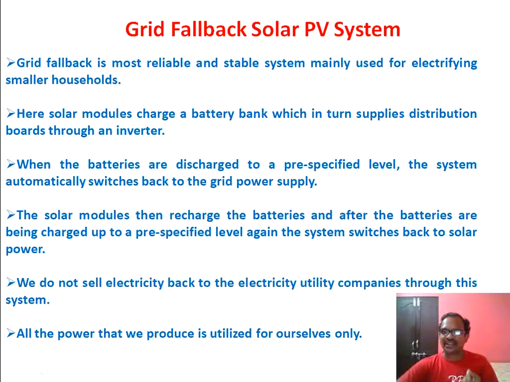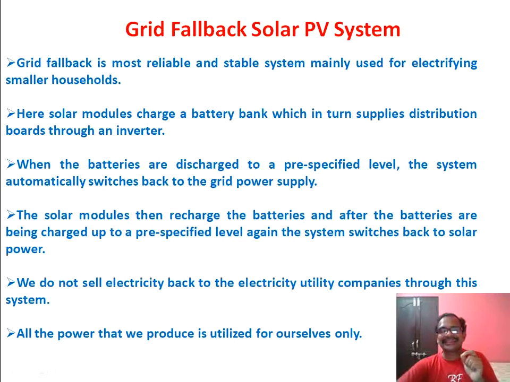Here solar modules charge a battery bank which in turn supplies distribution boards through an inverter. When the batteries are discharged to a pre-specified level, the system automatically switches back to the grid power supply. Right. Whenever the batteries are drained, automatically your system will get connected to the grid again until the batteries are charged by the solar power plant. The solar modules then recharge the batteries, and after the batteries are charged up to the pre-specified level again, the system switches back to the solar power.